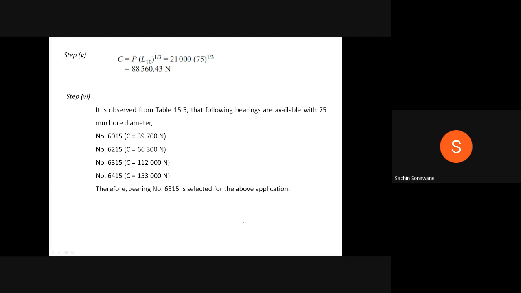It is observed from Table 15.5 that the following bearings are available with 75 mm bore diameter: number 6015, C is equal to 39,700 Newton; number 6215, C is equal to 66,300 Newton; number 6315, C is equal to 1,12,000 Newton; number 6415, C is equal to 1,53,000 Newton. Therefore, bearing number 6315 is selected for the above application.